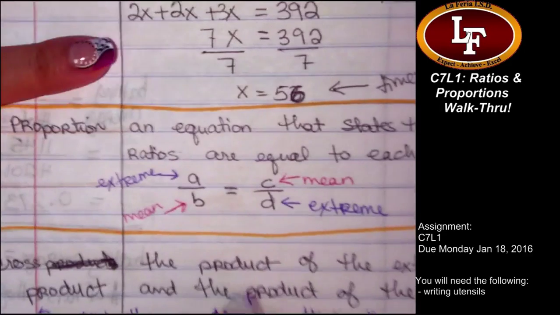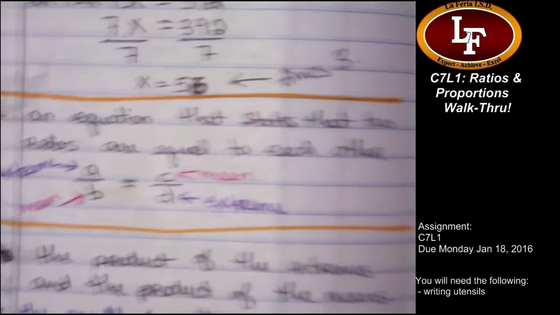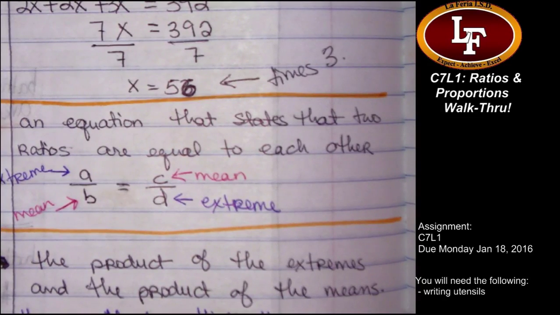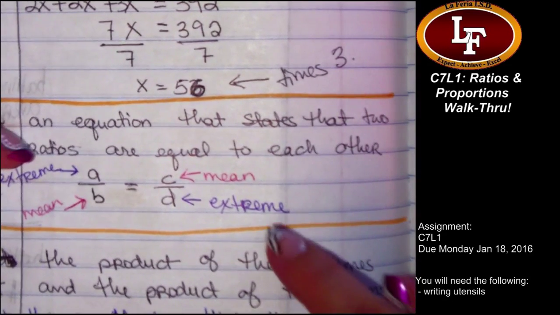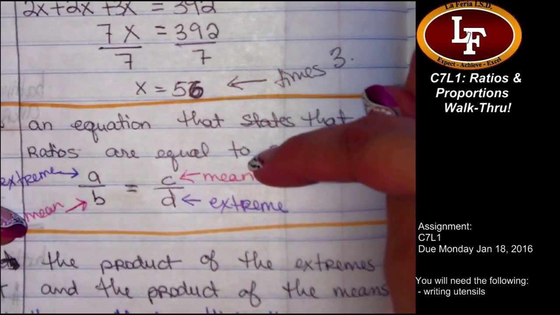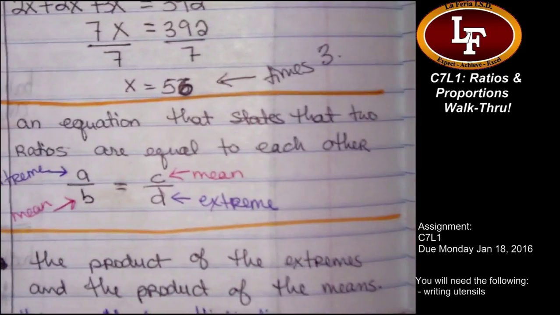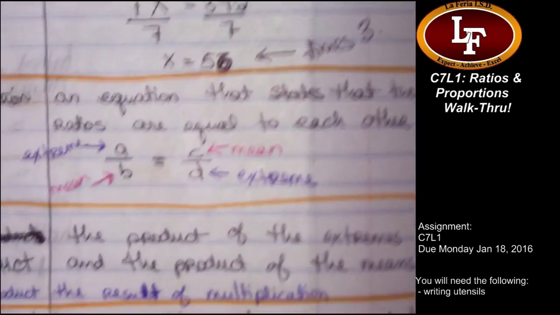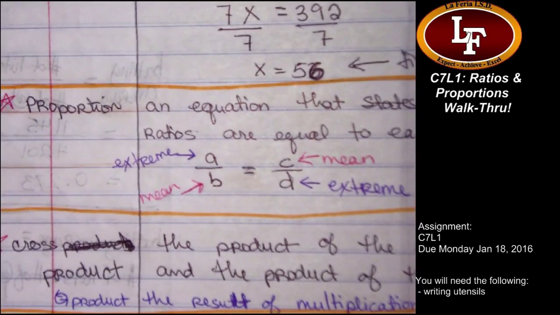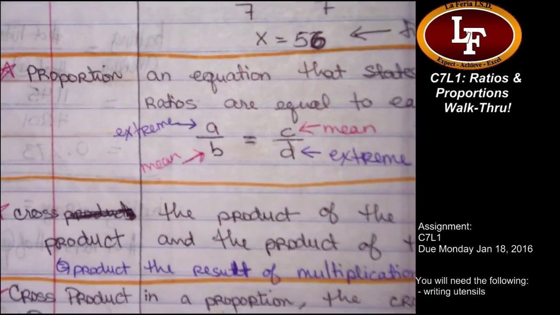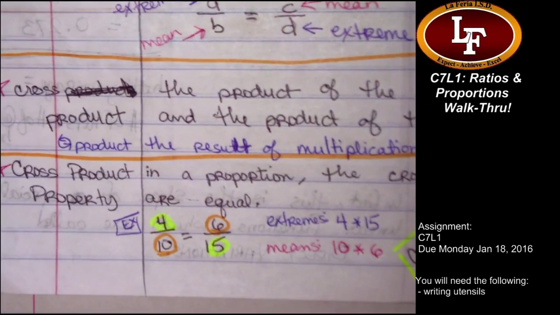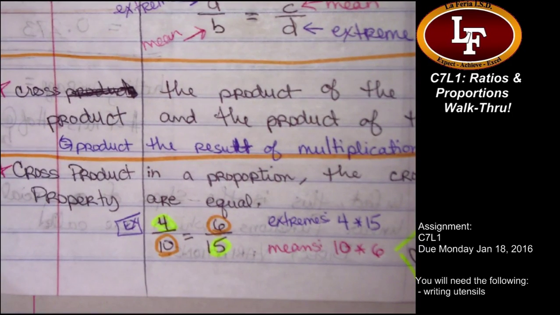I'm going to read the definition of proportion just to remind myself of what it is. It's an equation that states two ratios are equal to each other. We have the ones across from each other being extremes, and the other ones across from each other being means. That really doesn't tell me what to do with it, it just tells me what it is. So if I look at my next entry, I have the cross product, which is the product of the extremes and a product of the means. Again, doesn't tell me what to do, just explains what stuff is.